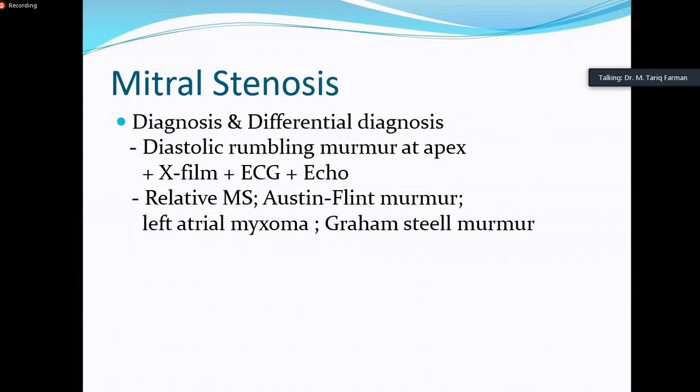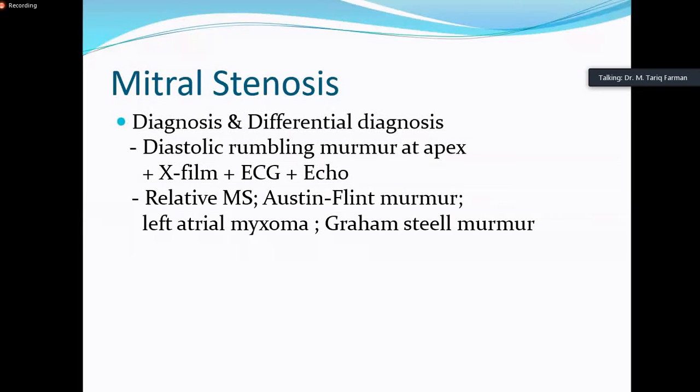You can have a diastolic murmur in case of left atrial myxoma, right? And if there is a large vegetation over the mitral valve, then you can have a diastolic murmur. Similarly, you can have Austin-Flint murmur in case of severe AR. You can have a flow murmur during the diastolic phase over the apex, and this is called Austin-Flint murmur. So these are the differential diagnoses of the diastolic murmur over the apex.